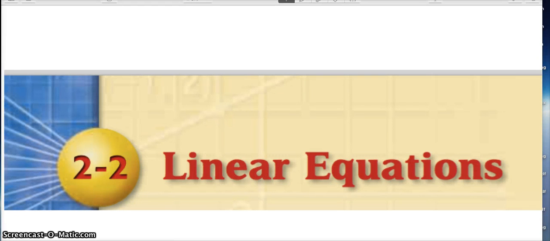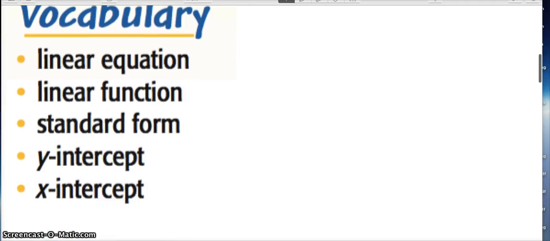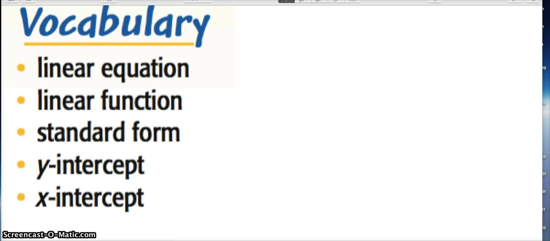Hey everybody, we are going to talk today about linear equations. We are in Algebra 2, Section 2.2. All right, so our vocabulary requires us to remember a little bit about linear equations from last year.